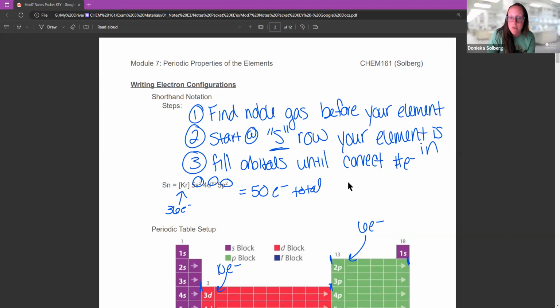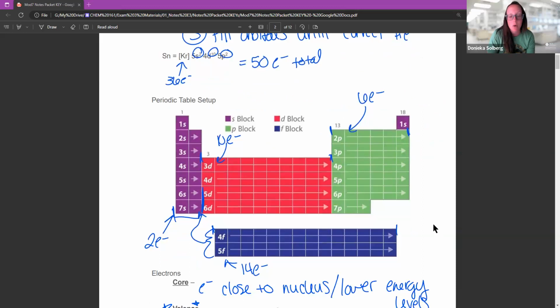The only one that shouldn't be full is your very last one. This p only has 2, when p holds 6. Everything else before that should be full. And if you don't remember what order they go in, kind of go by this diagram. If you want to draw it on the exam, you are welcome to do that. We go 1s. This is the s block. S holds 2. This is the p block. P holds 6. This is the d block. D holds 10 because there's 10 columns. And the f block holds 14.